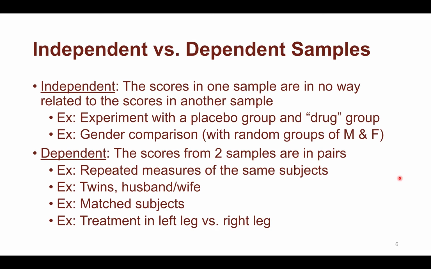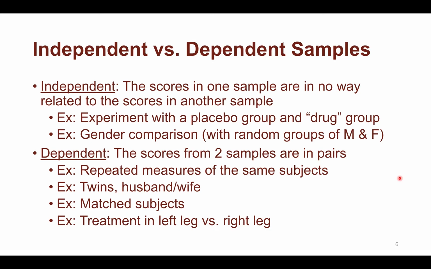If you have twins, or repeated measures on the same subjects, like each person participating in both the control condition and the experimental condition, or a pre and post design, so you're comparing each person's first score with their second score, or if you treat the same person's left leg with one lotion and their right leg with another lotion, and you compare the outcomes between each person's left and right leg, then again, these are all examples of dependent designs.